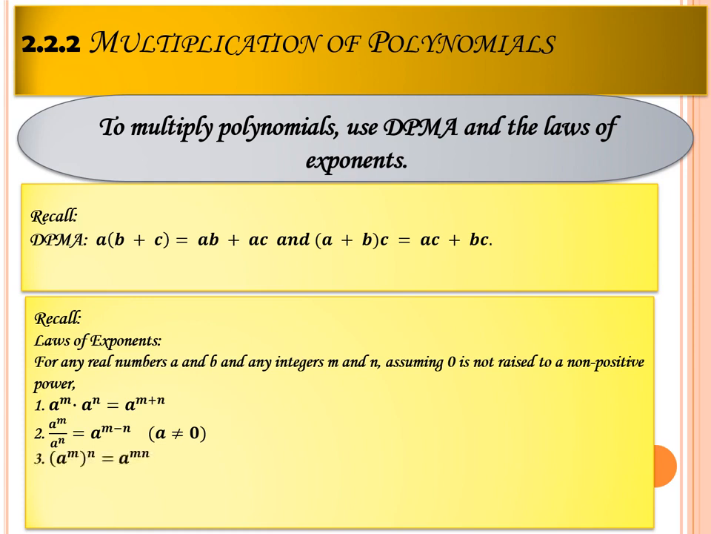For the third property, A to the power of M quantity to the power of N is just equal to A to the power of M times N. Okay? And for the fourth property, we have AB quantity to the N. So, this is equal to A to the power of N times B to the power of N. Then, for the fifth one, A over B, quantity to the power of N, is equal to A to the power of N over B to the power of N, provided that B is not equal to 0.